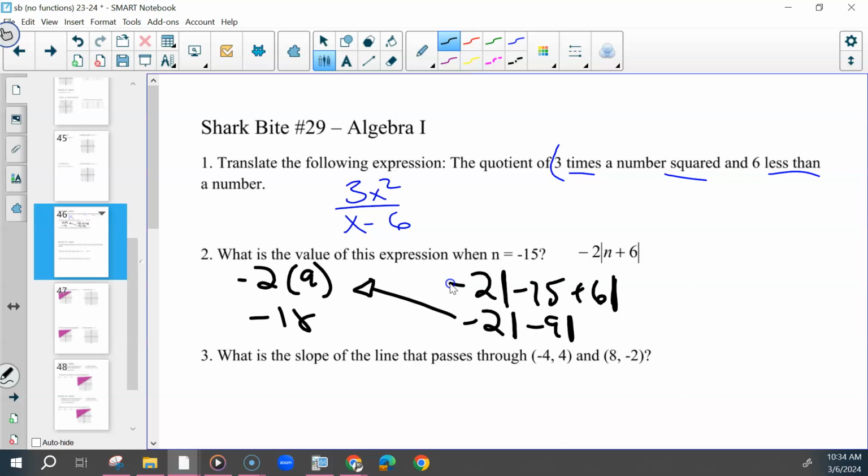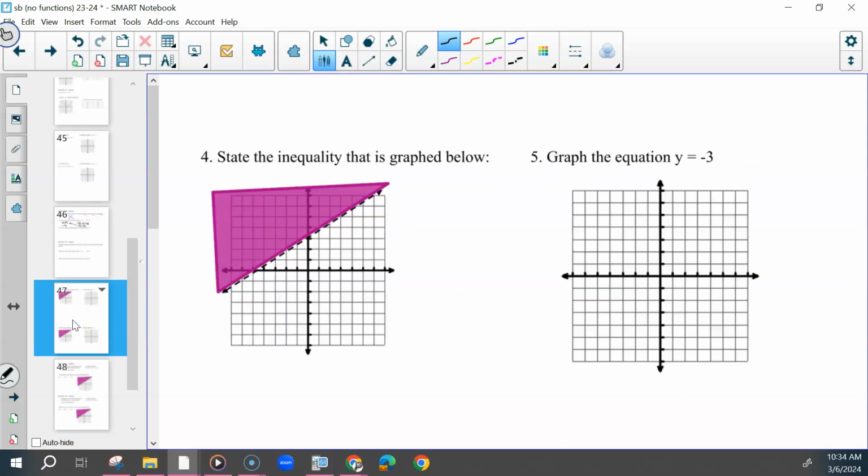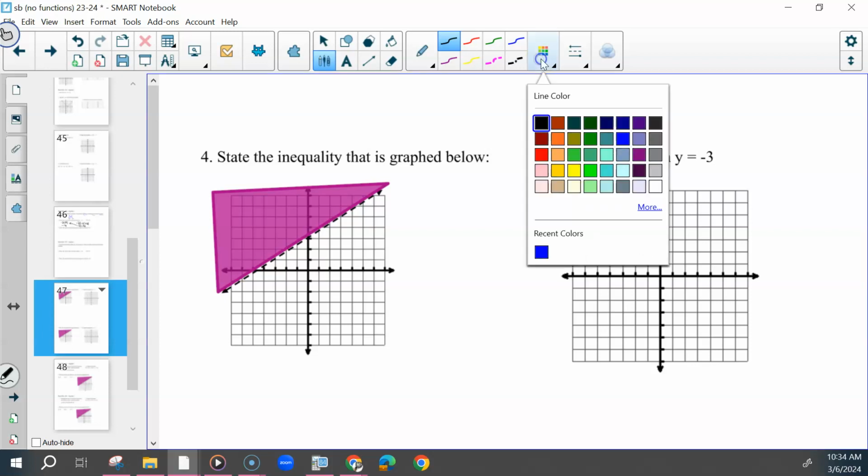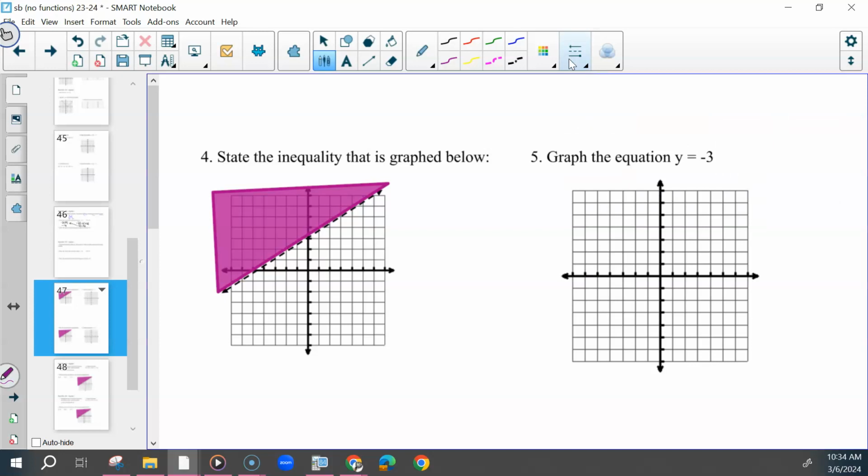Alright, number 4. You don't need that work if you did it in Desmos. This one can be checked in Desmos. But we need to find the y-intercept, which is 3. The slope of this, if you find points along the line that cross the grid lines exactly, it looks like we're going up 2 to the right 3, down 2 to the left 3 along the line. And then this is a dashed line shaded above, so that's going to be y is greater than 2/3 x plus 3.